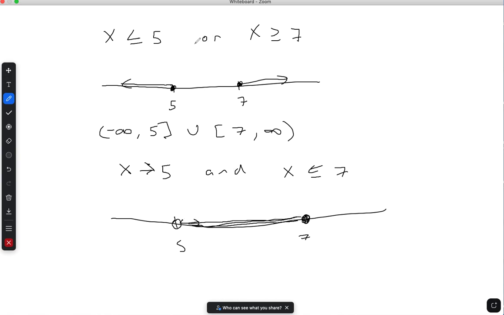So when we have an or, we get a graph that has these two branches going either direction. When we have an and, what we're looking for is the intersection, the place where the two graphs overlap. So you're going to get a closed interval like this. And so if this was my graph, then my interval notation would be from 5, parenthesis because of the no equals, up to 7, bracket because of the equals. Hopefully that helps sort out some of the interval notation questions.